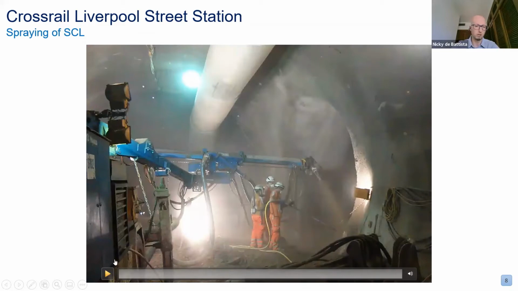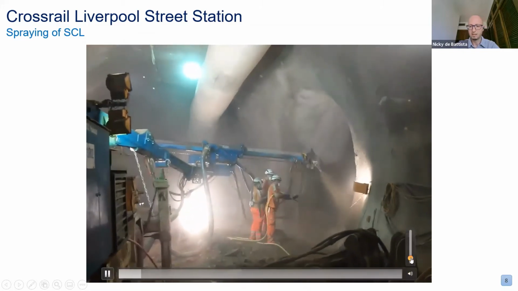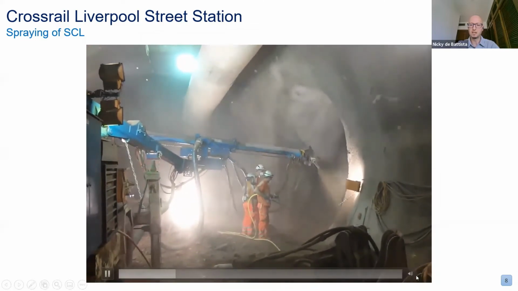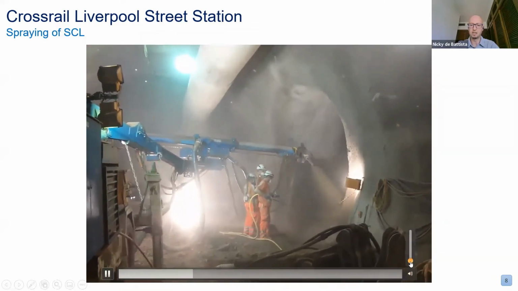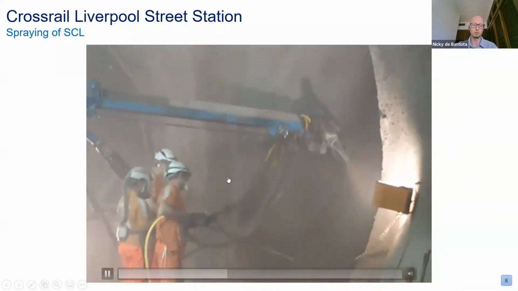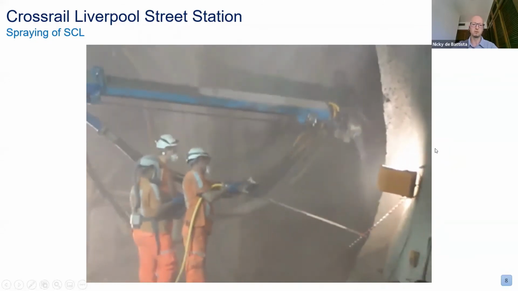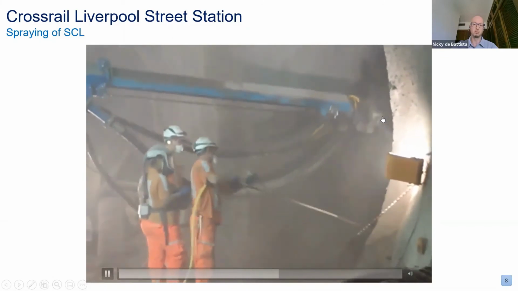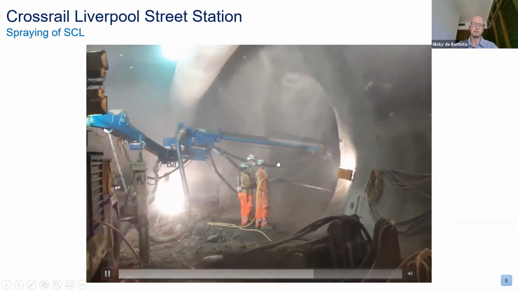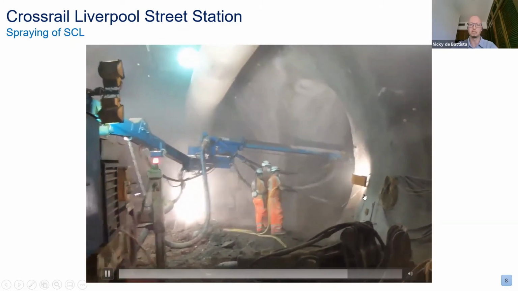And I'll play the video and I'll lower the volume because it's a very noisy, very loud video. And anywhere around this spraying activity, there is typically a large exclusion zone where no one is allowed to get close to the spraying activities except these 3 operatives. And these operatives are trained to remote control the nozzle gun and at the same time survey the surface of the lining as it's being sprayed to make sure that enough concrete is sprayed but not too much.